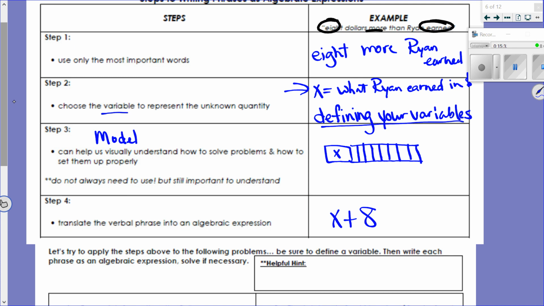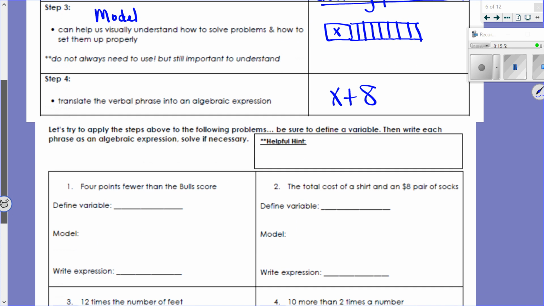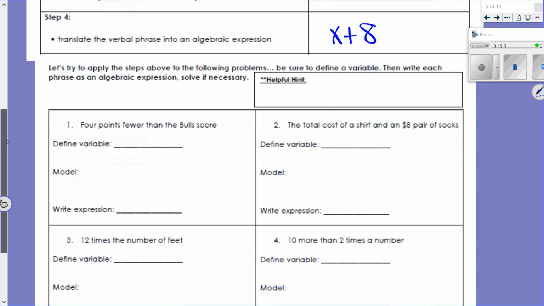So why did I say this is the correct way to write this when the 8 came first? Because it's more than Ryan, or not how much Ryan earned more than 8. Yes. It's that "more than," that flipping phrase. More than reverses the order of it. Make sense? Any questions on that?